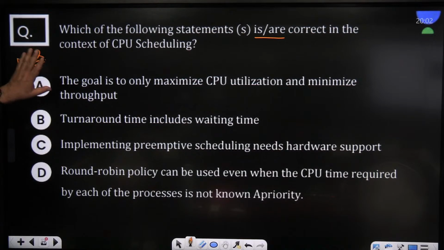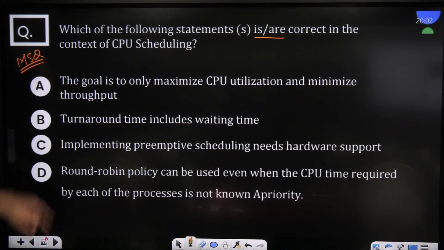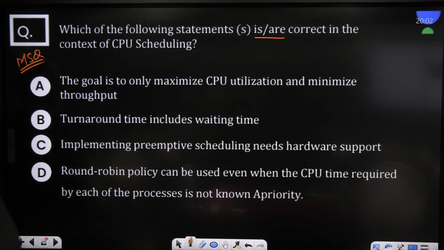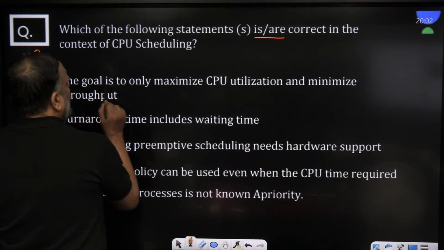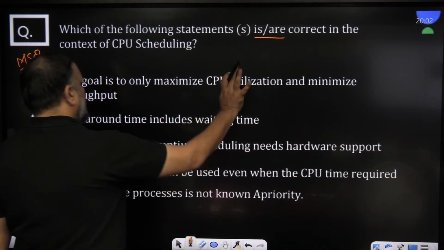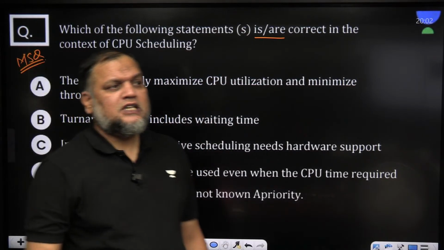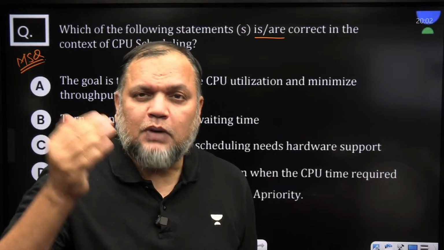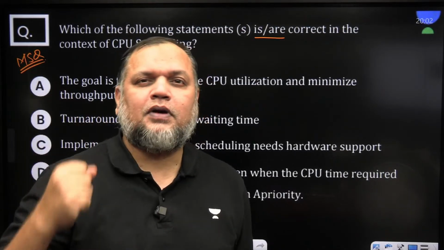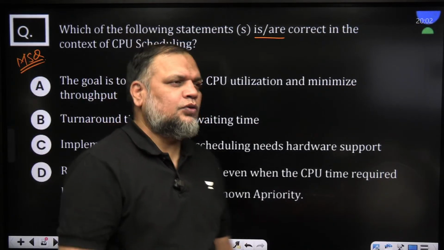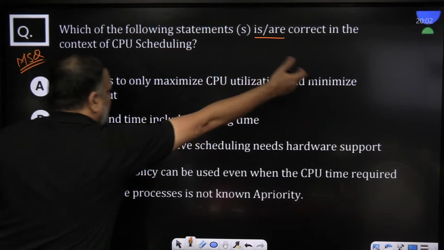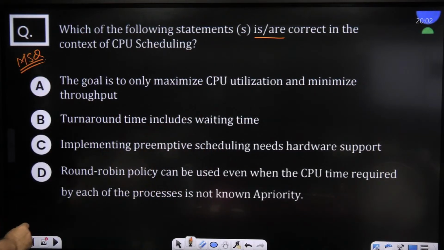Which of the following statements is or are correct in the context of CPU scheduling? In the context of CPU scheduling, can I say that the goal is to maximize CPU utilization? ठीक है, this is okay. And minimize throughput? नहीं, this is totally wrong. जब आप CPU utilization maximize करोगे तो throughput बढ़ेगा आपका. Throughput will not get decreased. So therefore that is contradicting. Second statement, second part of the statement is contradicting.